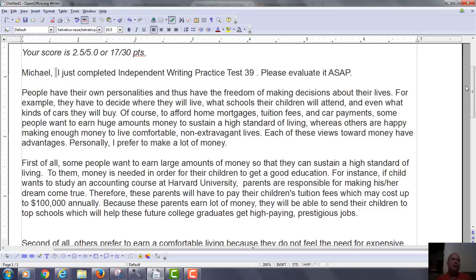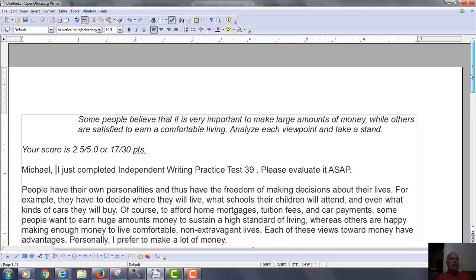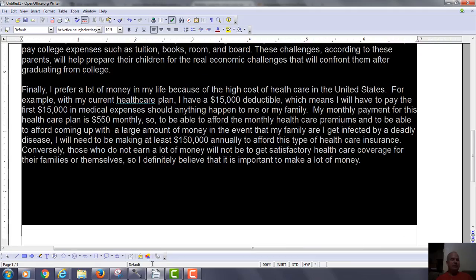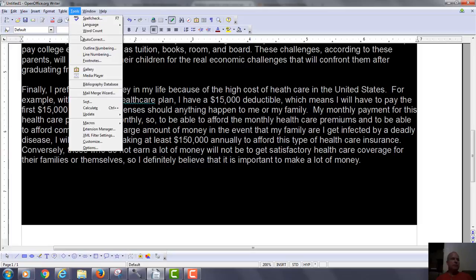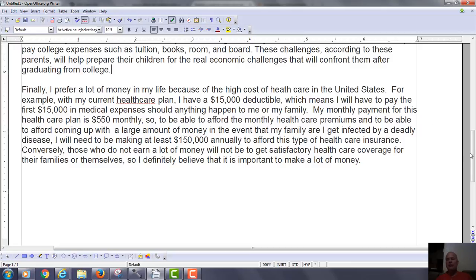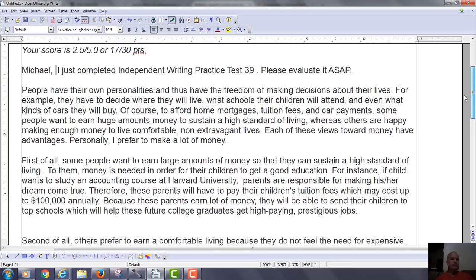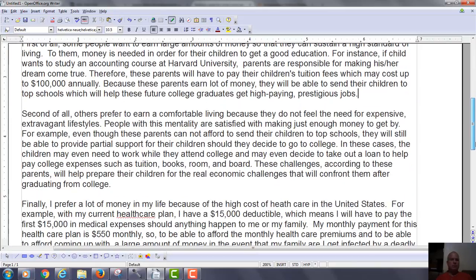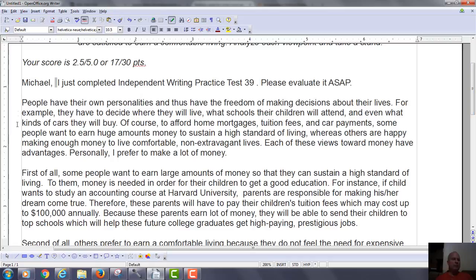So what I did is I showed you how you can reframe the essay. You analyze the two viewpoints in paragraphs 2 and 3, and then you take a stand in the final paragraph. Those are pretty much the major changes that I've made with your writing. And if you look at it, we still have 495 words, so we have plenty, right? Okay, let's take a look at it one more time.